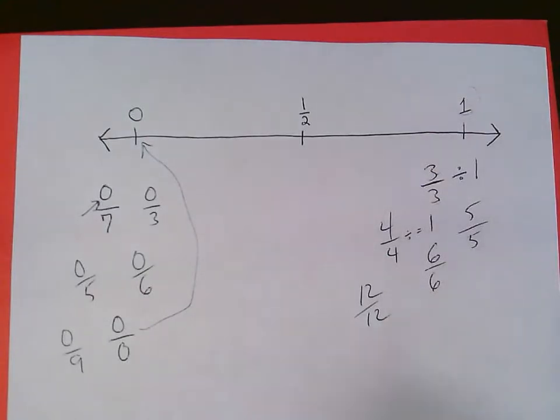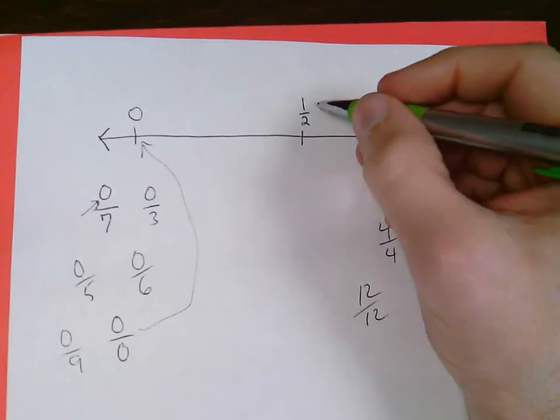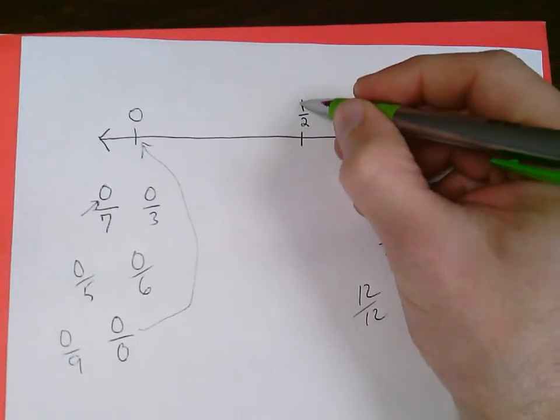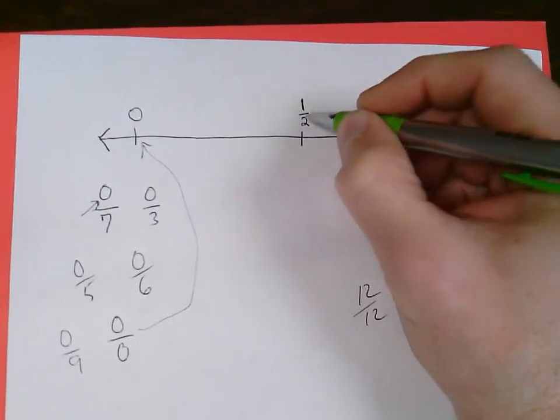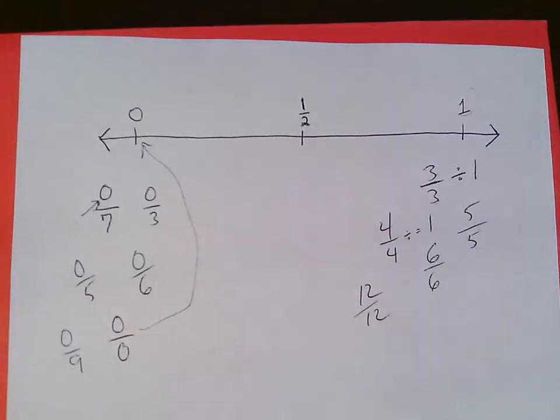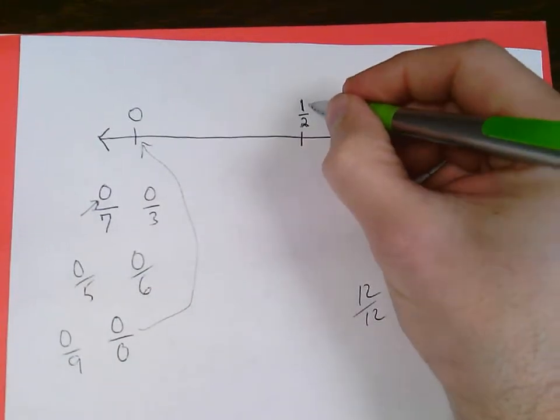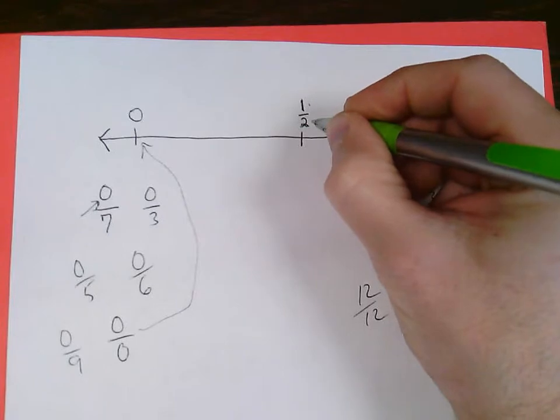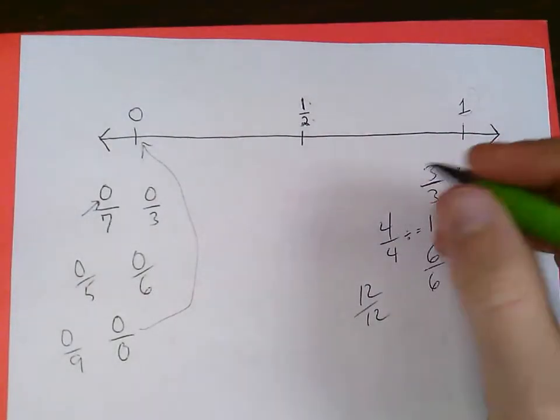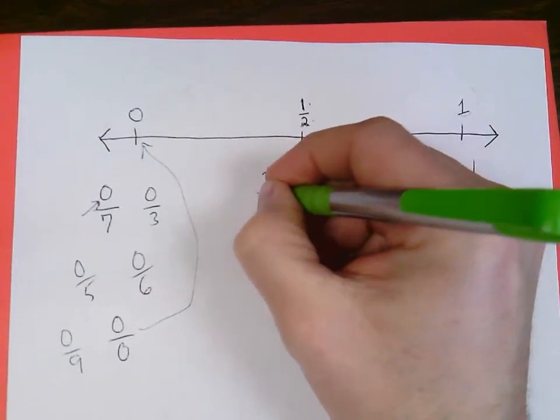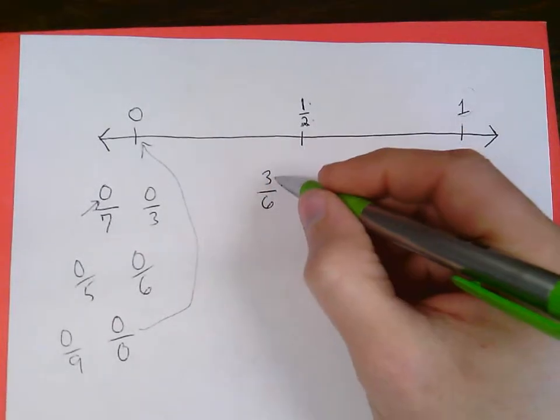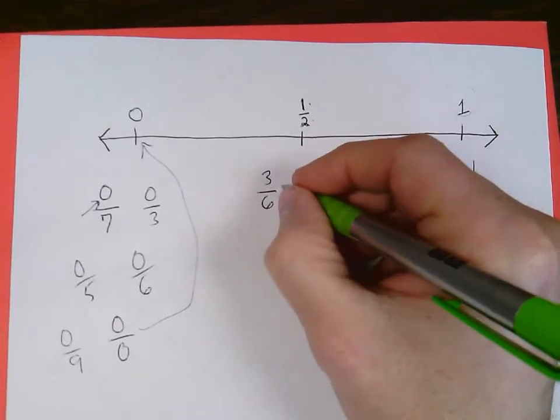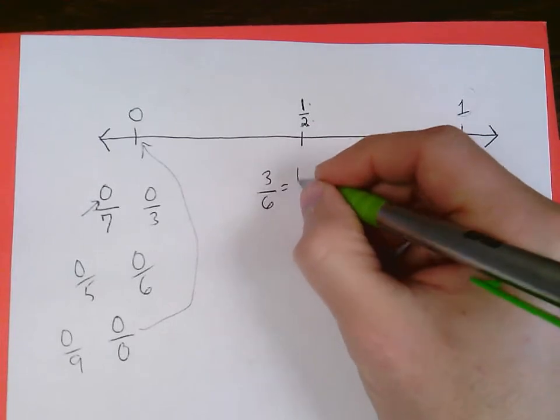Now 1/2. Fractions that are equivalent to 1/2. If I look at this, I notice that the number 1 is half as big as the number 2. That's what makes it a half, 1/2. So anytime my numerator or top number is half as big as my denominator or bottom number, the fraction is going to be equal to 1/2. For example, 3/6. 3 is half of 6, so 3/6 is equal to 1/2.